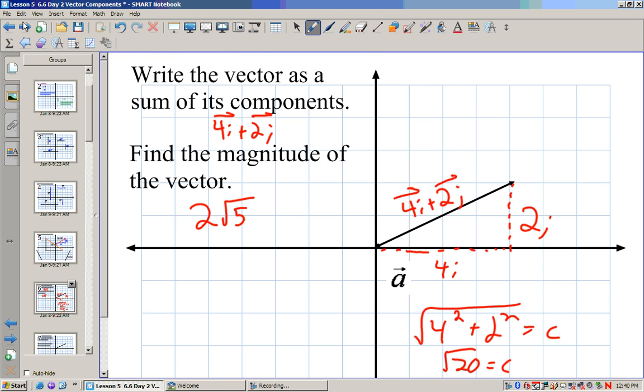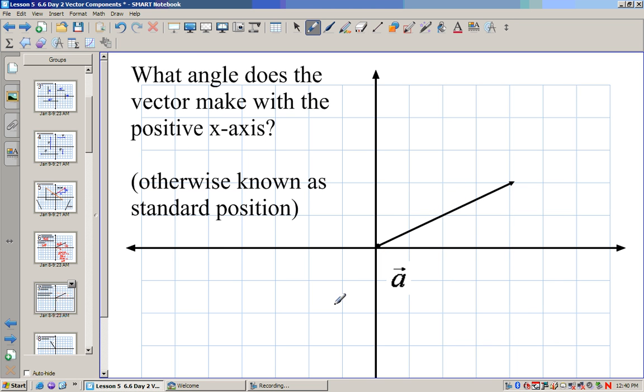Alright. Now what angle does this create with the positive x-axis? Well, if this is 2 and this is 4, they're looking for this angle. So what I would just do is say the tangent of theta is equal to 2 over 4. So I take out my calculator and take the inverse tangent of 2 over 4, or 1 over 2. And this is 26.565. So that's the angle that this vector makes with my positive x-axis.